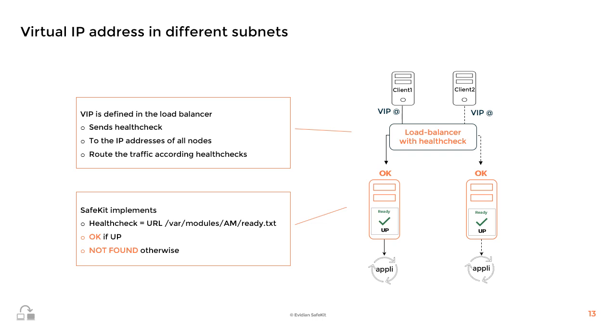In the text box of a slide, you have to replace AM in the URL by the name of the module. Note that the application must support this configuration with clients connected on the VIP of the load balancer and with the application receiving connections from the load balancer on the physical IP address of its node.